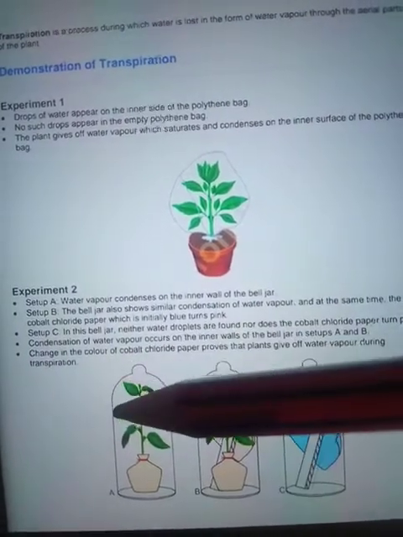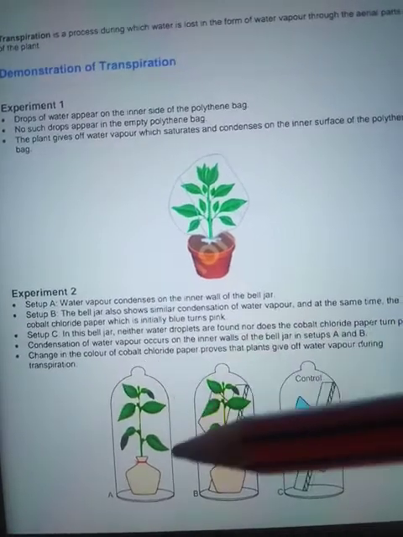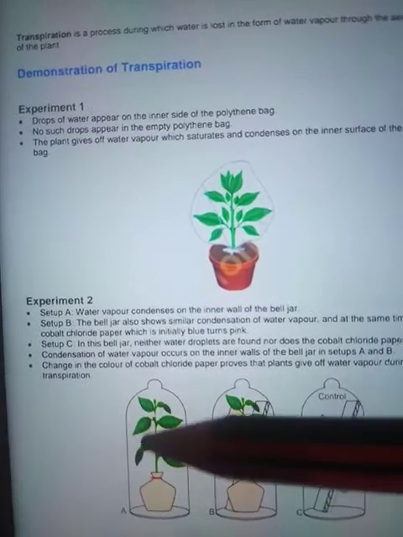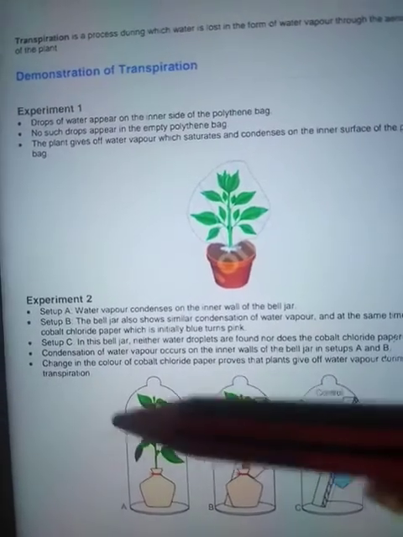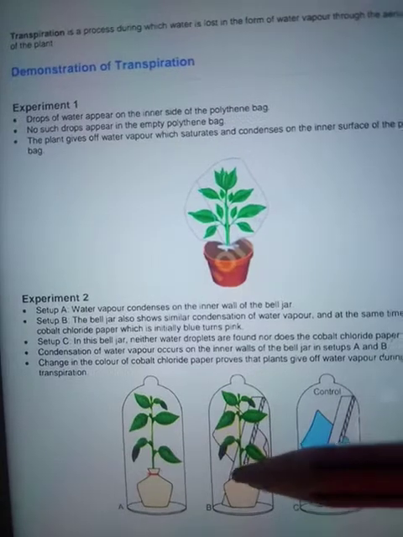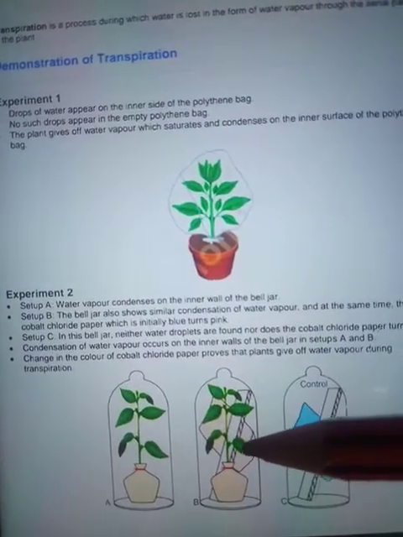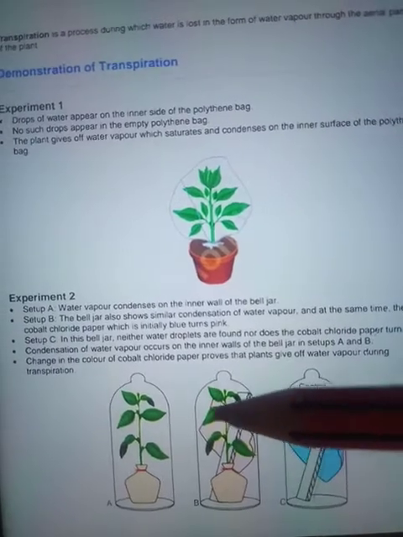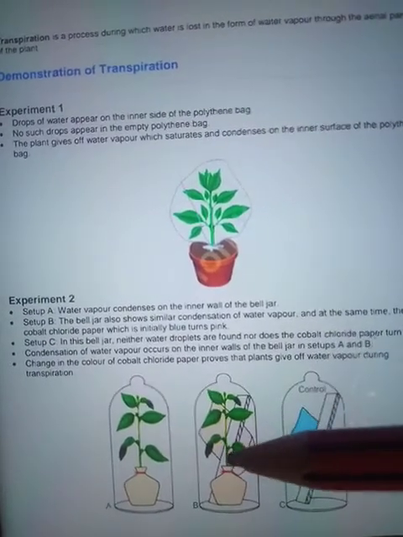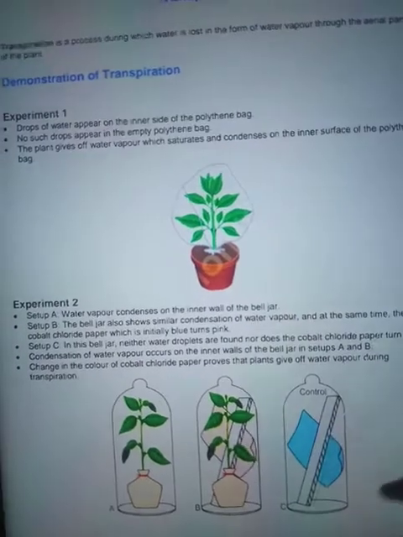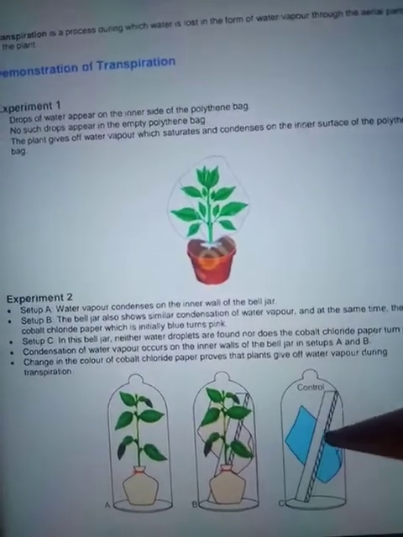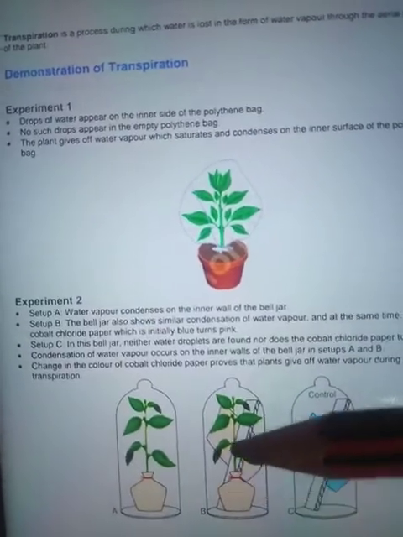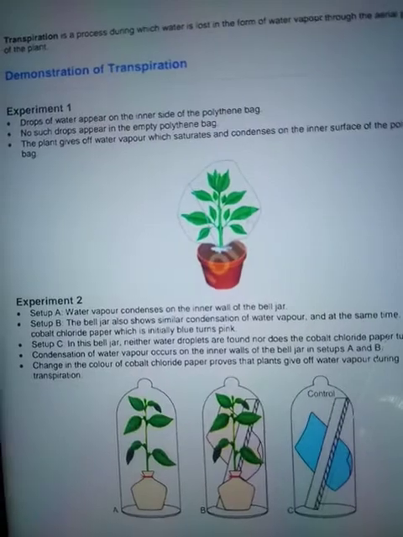After some time we will see that in A, the inner wall of the bell jar will contain condensed water vapor, while in the second experiment this cobalt chloride paper, which was earlier blue, will turn into pink color due to absorption of the water vapor coming out of this plant, and C will remain the same, blue. So this demonstrates that transpiration occurred from the aerial parts of the plant.